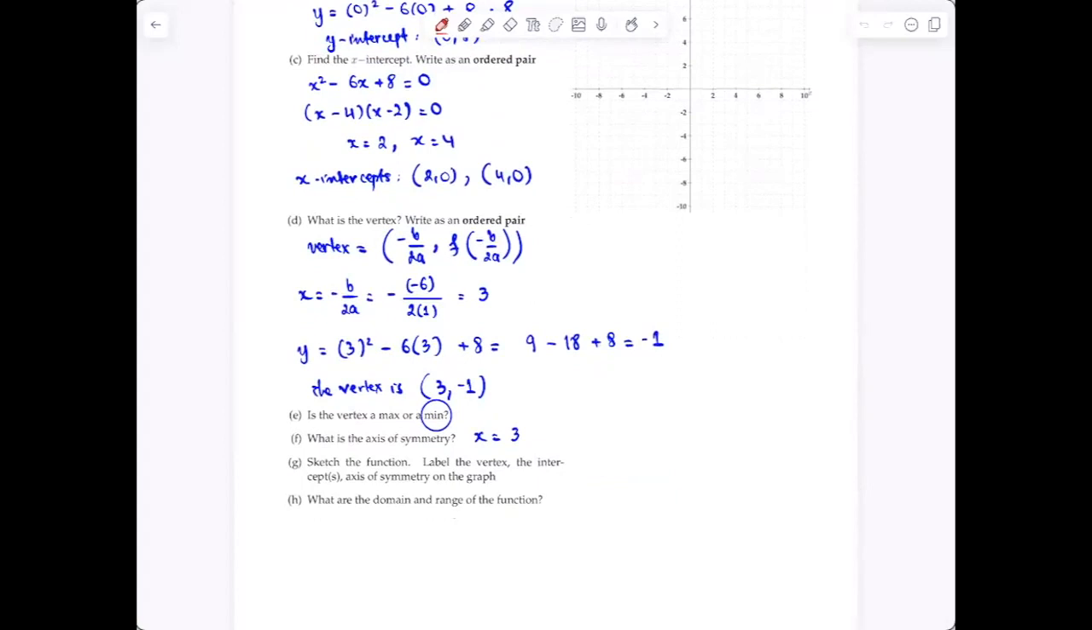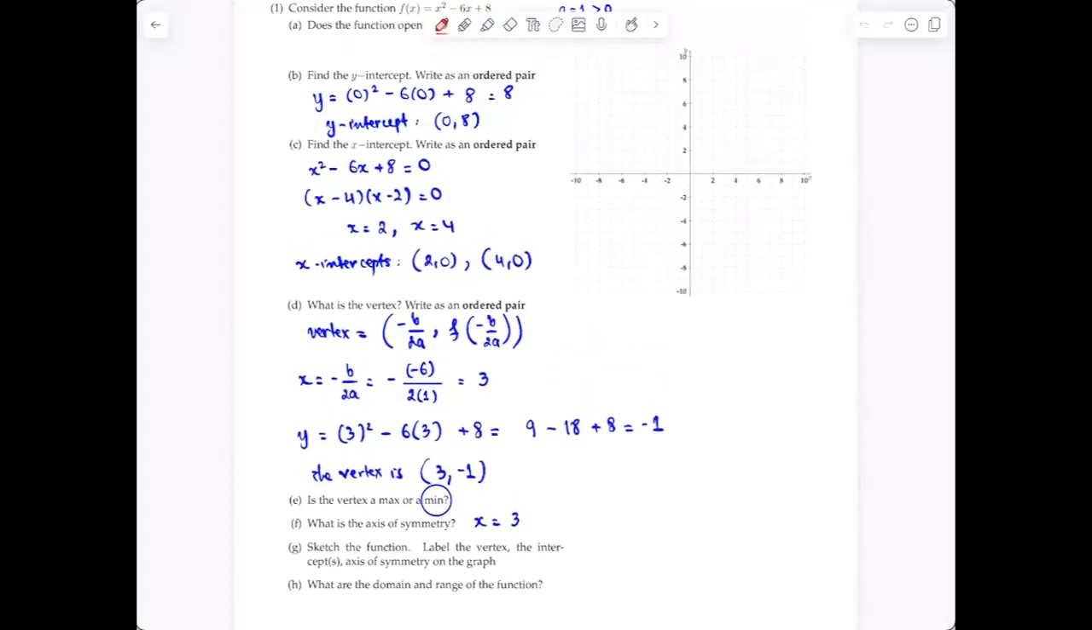All right, so let's continue with G and H. For G, they ask you to sketch the function and label the vertex, the intercepts, and also the axis of symmetry on the graph. We are going to use all the information that we already answered from the previous parts and put it into the graph so we can sketch the parabola. First, the vertex, in this case a minimum, is (3, negative 1). So x equal to 3, y equal to negative 1. This is the vertex right there.